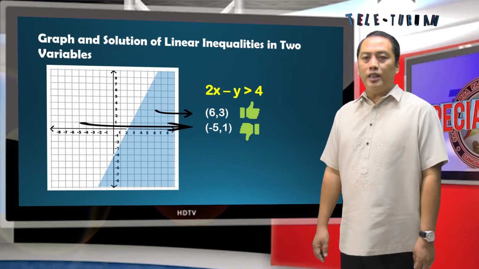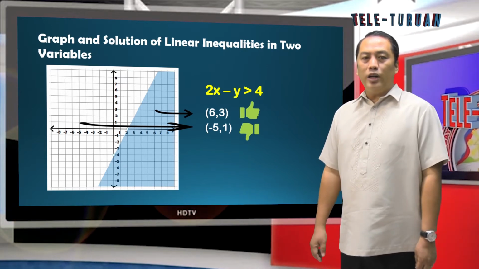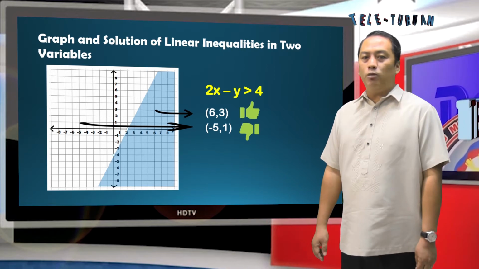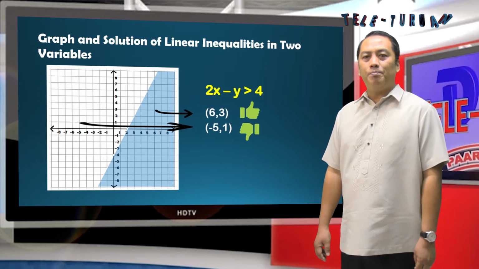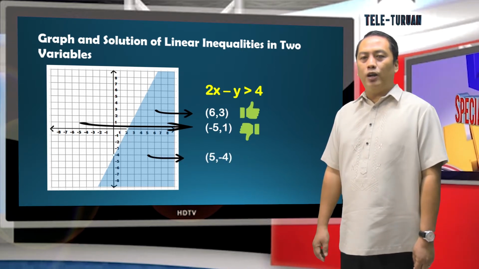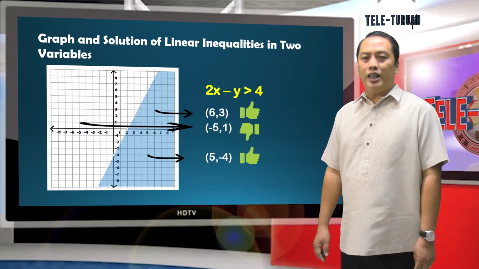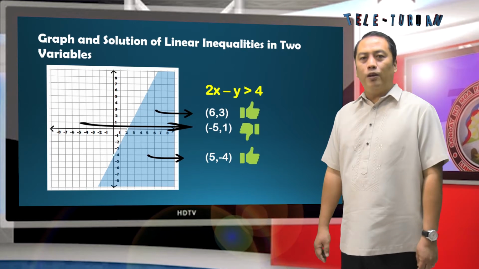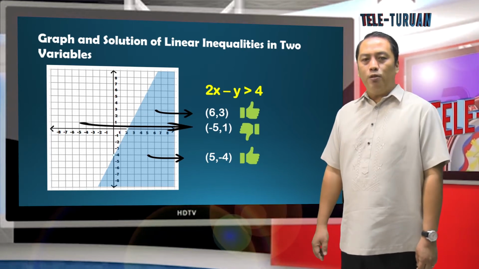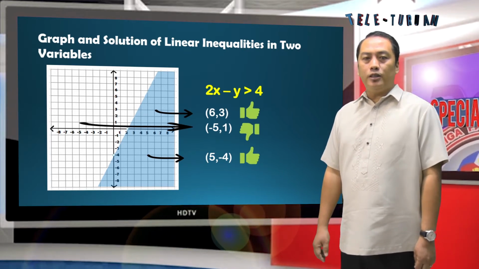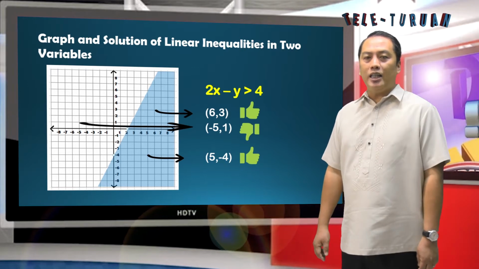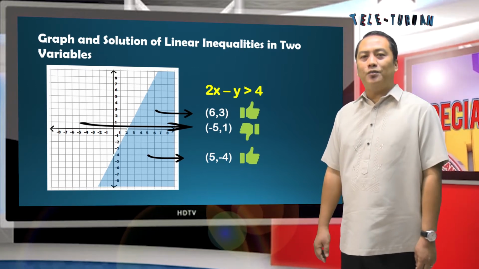If you substitute (-5, 1) to 2x minus y is greater than 4, it will not satisfy the inequality. Is (-5, 4) a solution? Great! (-5, 4) is on the shaded region of the graph, therefore it is a solution. If you want to be sure, you can substitute x and y in the inequality and you will see that the ordered pair satisfies the inequality.